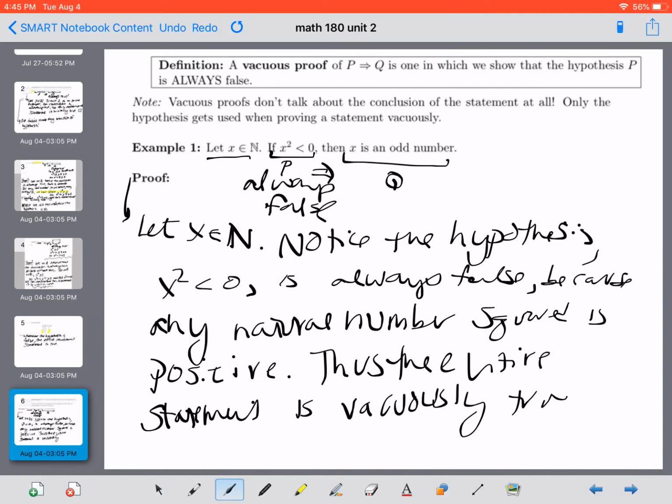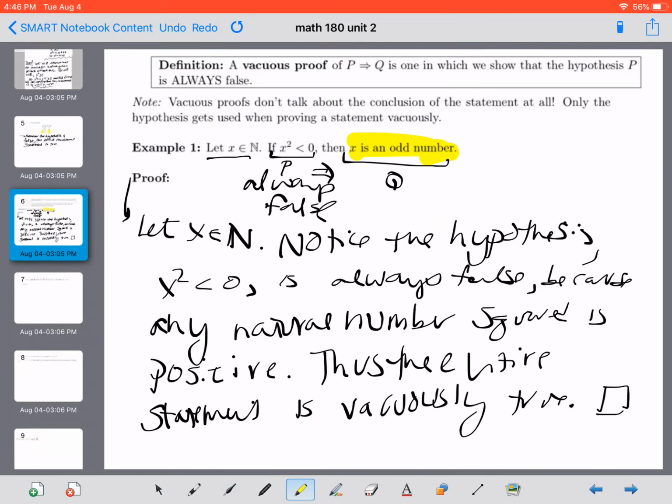Okay, so just like before, we wrap it up by explaining to the reader this is a vacuous proof. We've shown the hypothesis is always false, which means the entire statement is true. I also like to point out that we never brought up the fact that the conclusion of the statement was that x is an odd number, because it doesn't matter. That could just as easily be x is an even number. The conclusion could be true or false. It really doesn't make a difference, because as long as the hypothesis is false, that entire statement is automatically true.